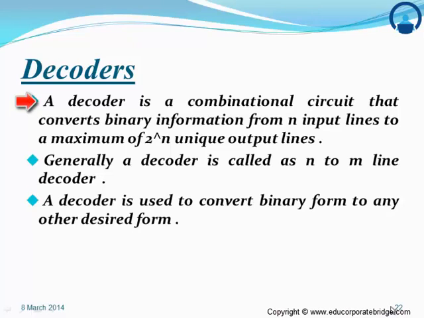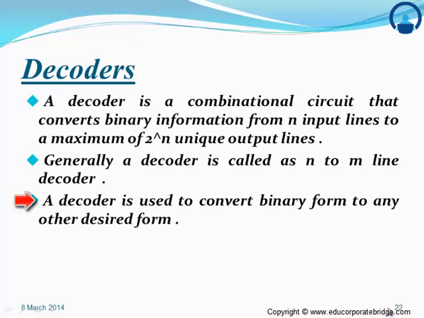A decoder is a combinational circuit that converts binary information from n input lines to a maximum of 2 raised to n unique output lines. Generally, a decoder is also called an n to m line decoder. A decoder is used to convert binary form to any other desired form.